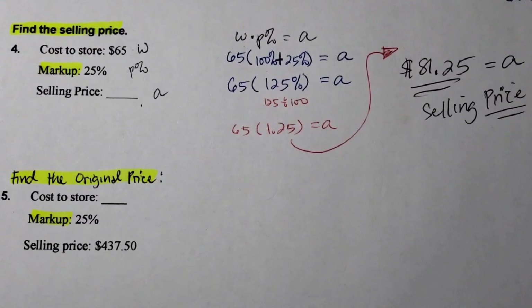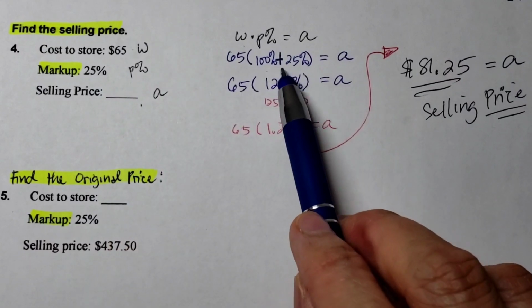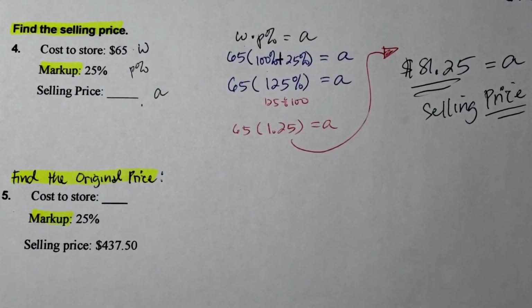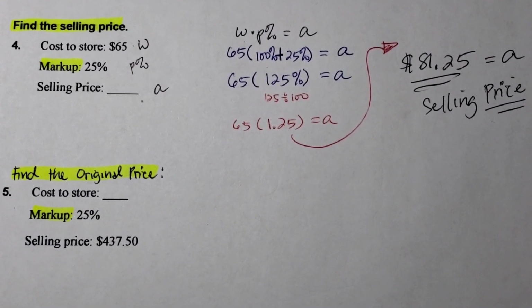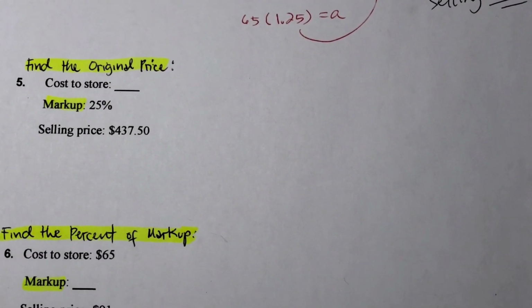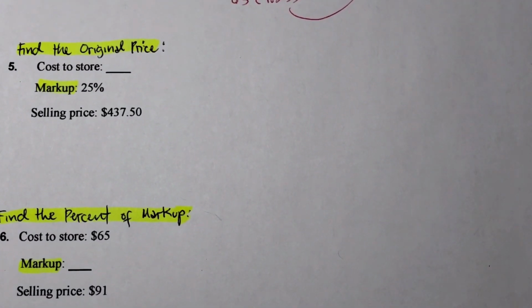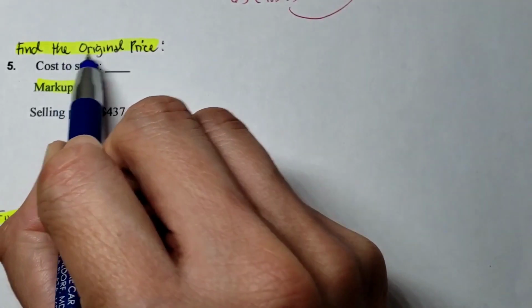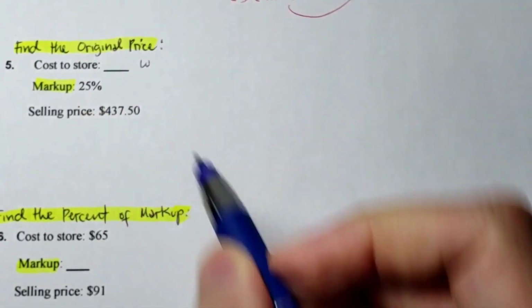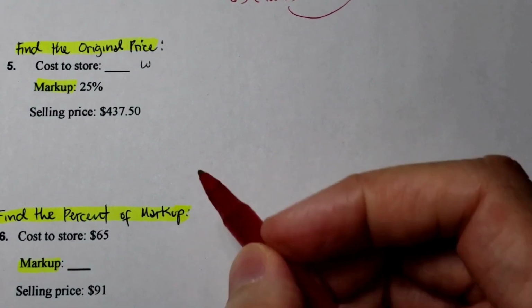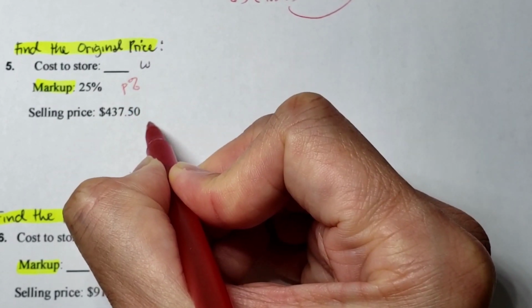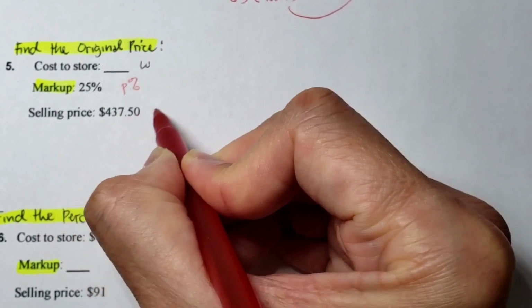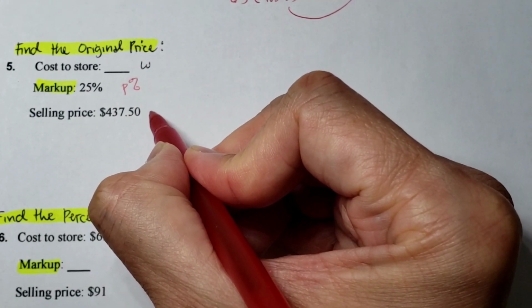So it's very similar to the discount sale price. The only difference is instead of subtracting 25%, we are adding it because it's marked up. Okay, adding to the full price. Now, let's do the second problem, number 5. Cost to the store. We're finding the original price, so we don't know what our W is. Then we do know our markup, which is 25%. And we do know our selling price, which is 437.50. So this will be our A.